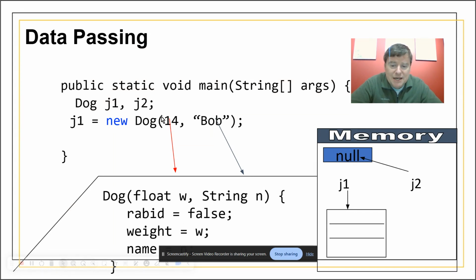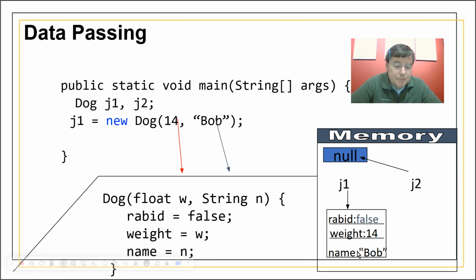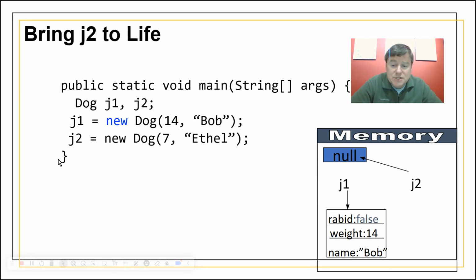So it passes 14 into the W, it passes Bob into the name. And so rabbit is set to false, weight is set to 14, and name is set to Bob. And that's because those are the parameters that were passed in to this constructor. So at the end of this statement, what has happened is J1 now actually is a dog, and it has rabbit and weight and name just like all dogs are supposed to have. Okay, so let's do another one.